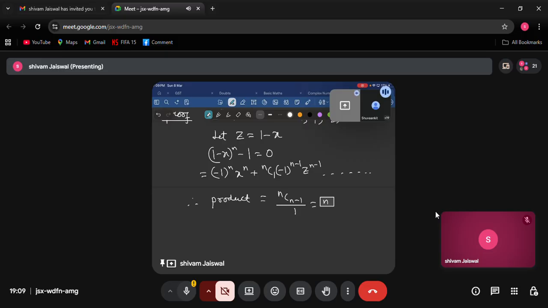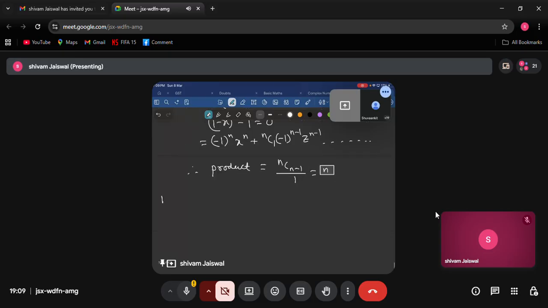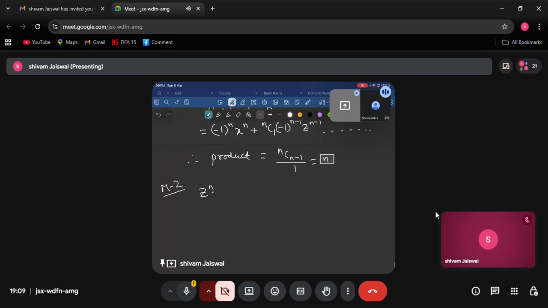Okay, wait. I think I have a better method of proving. Okay, this is method 1. Method 2. There is another method. You see, z to the power n minus 1 will be equal to (z minus 1) into (z minus alpha 1) into (z minus alpha 2) into dot dot dot up to (z minus alpha n minus 1). Right, tell me everyone. Since 1, alpha 1, alpha 2 up to alpha n minus 1 are the roots of the equation, z to the power n minus 1 will be equal to (z minus 1) into (z minus alpha 1) into (z minus alpha 2) dot dot dot.